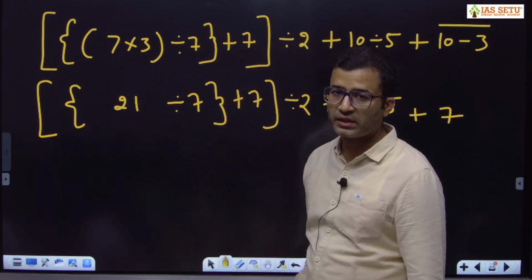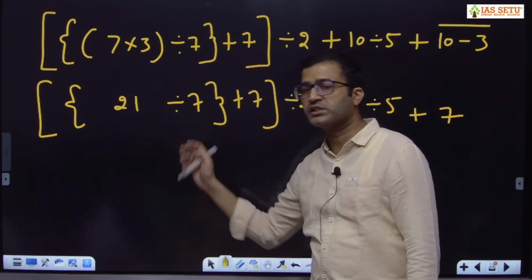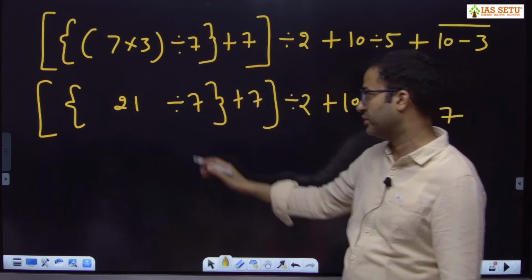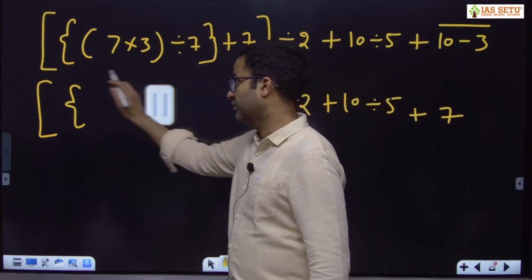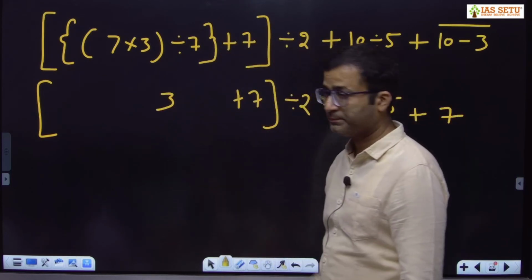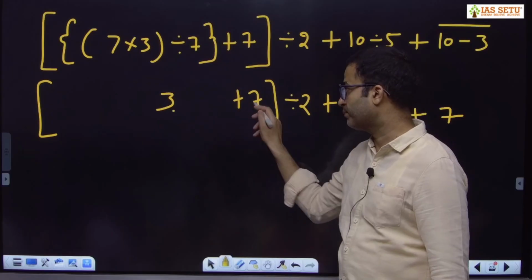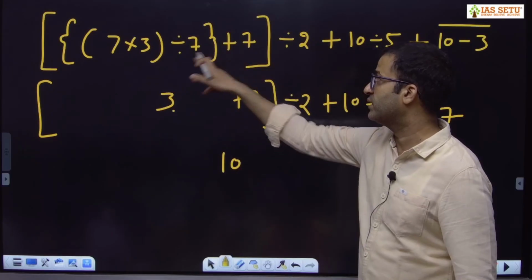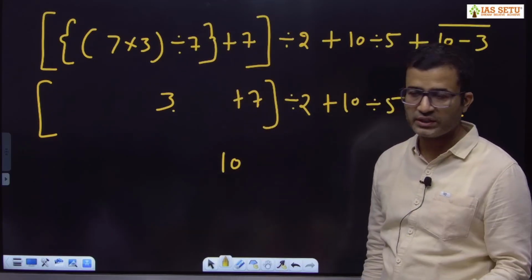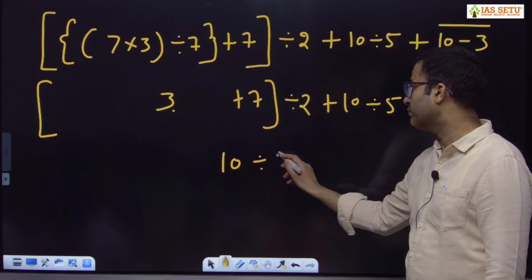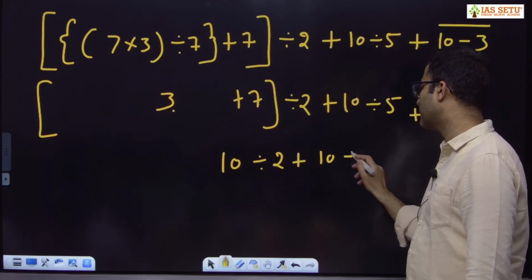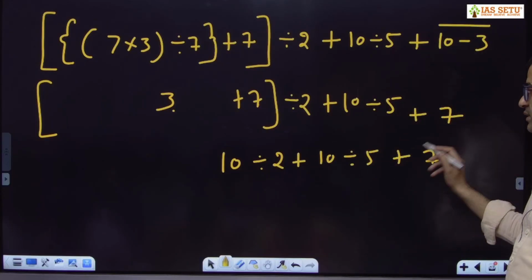Then inside this curly bracket you have to do this calculation. What is 21 divided by 7? 3. Then you have to open this curly bracket, 3. Then finally 3 plus 7, 10. When you open this entire bracket one by one, step by step, you get 10 divided by 2 plus 10 divided by 5 plus 7.